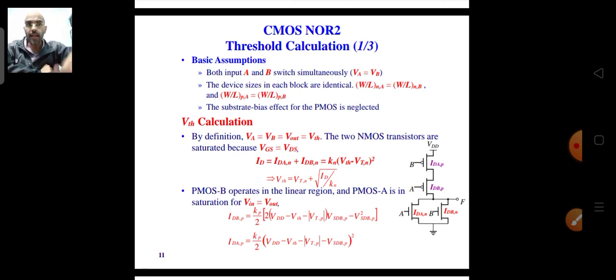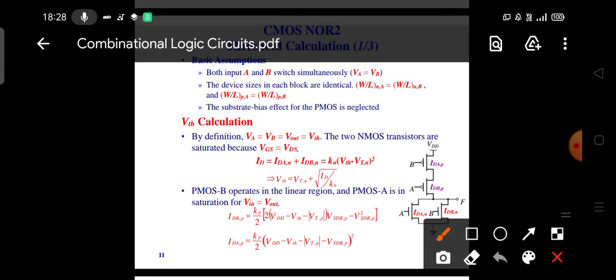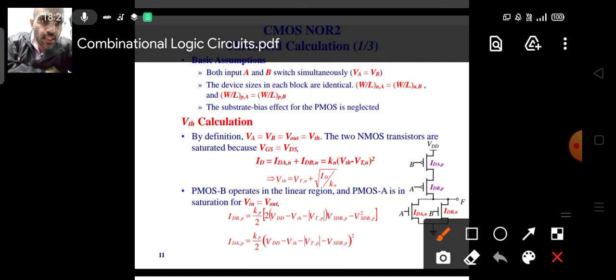Let's start with the NMOS first. The NMOS source is connected to ground, whereas the drain of the NMOS is connected to some voltage equal to VTH. Because the device is at threshold, just working at that VTH, the output will be equal to VTH and the inputs will also be equal to VTH.